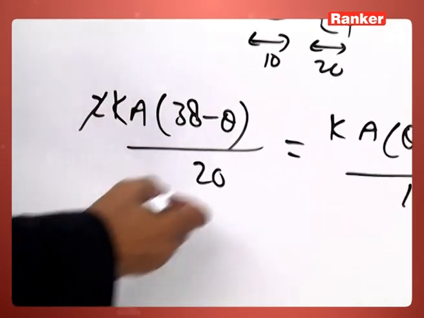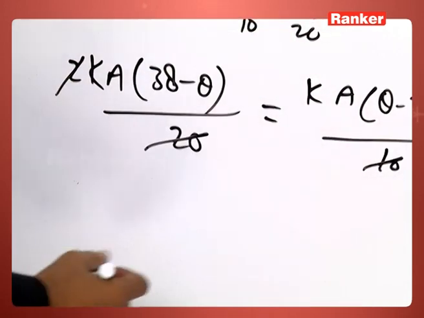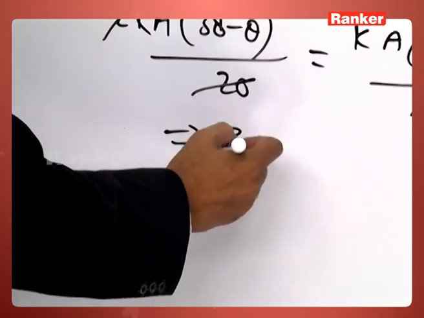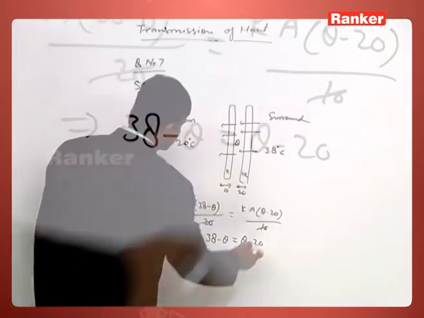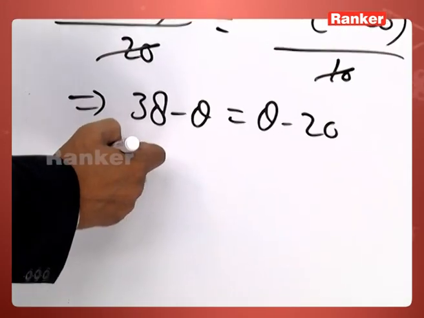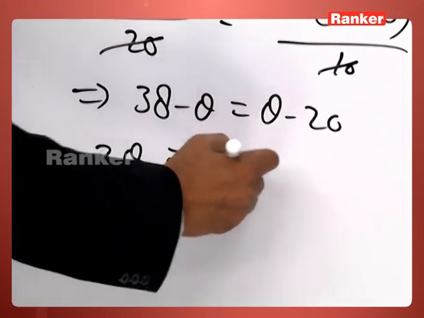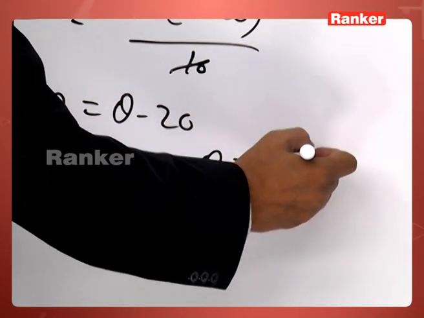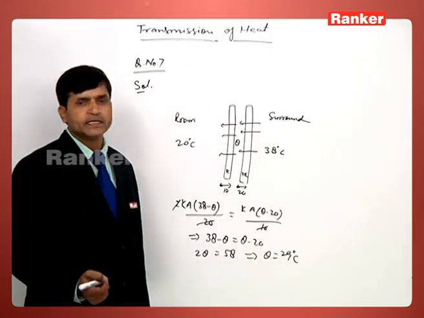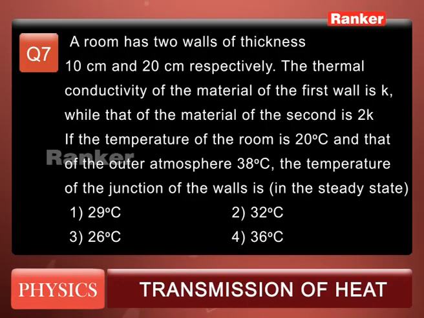So this is 2, 10 and 10 cancel, K A and K cancel. That gives us 38 minus theta is equal to theta minus 20. So 2 theta is 58. That gives us theta is 29 degrees Celsius. So the correct option is option number 1.